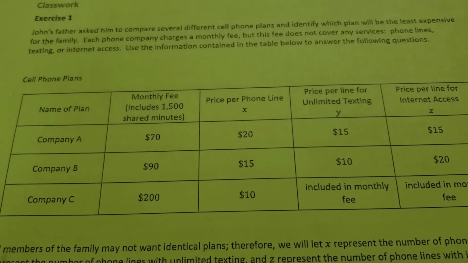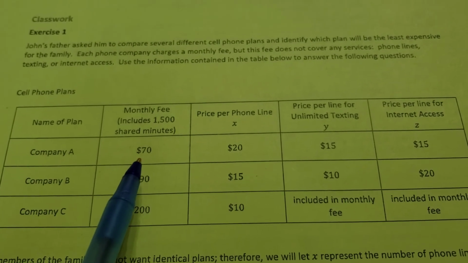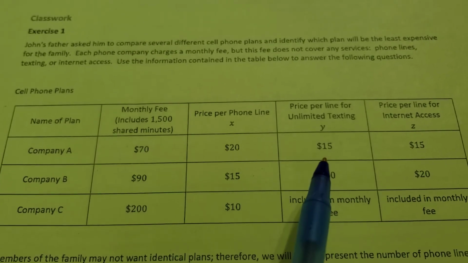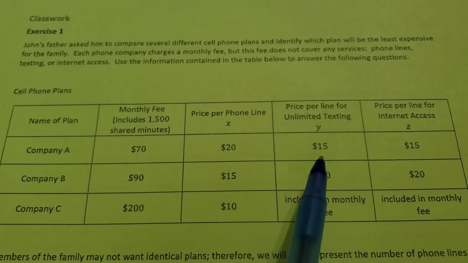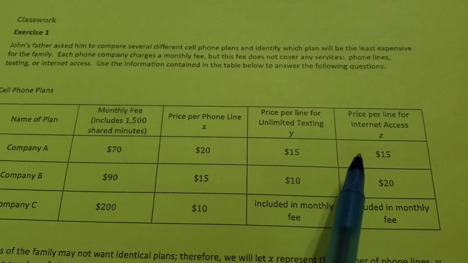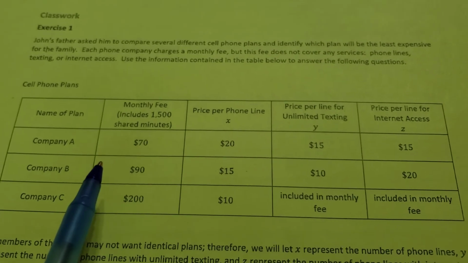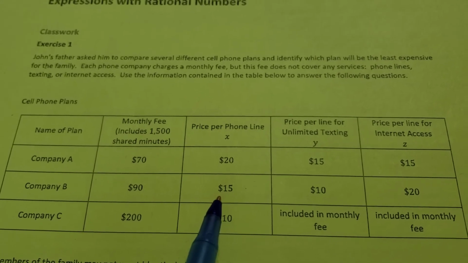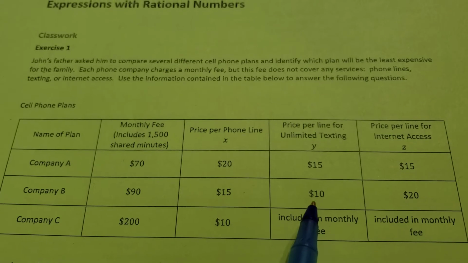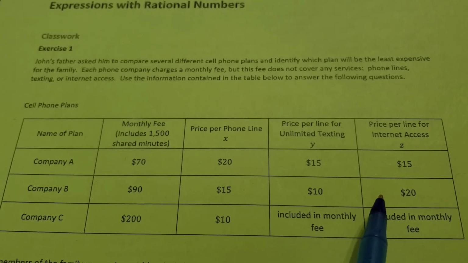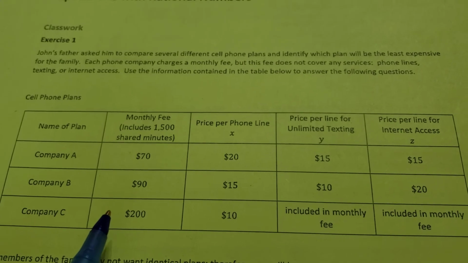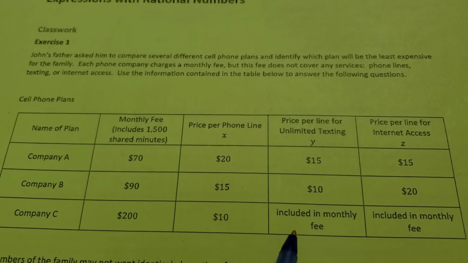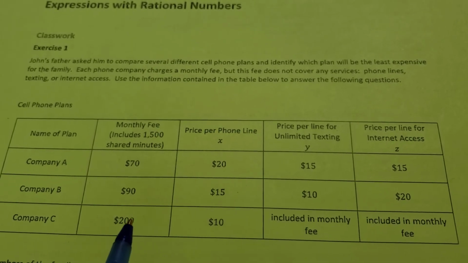So here's our table. If you go with company A, just to sign up for the plan, it's going to be $70. And then $20 for every phone that's attached to that plan, and then $15 for every texting plan you have, and $15 for every internet access line you have. If you go with company B, they charge you $90 to sign up for their plan, $15 for every phone you hook up to it, $10 for every phone that has texting on it, and $20 for every phone that has internet on it. If you choose company C, it's $200 to sign up for their plan, and $10 for each phone, but there's no texting or internet because it's included in this $200 every month.